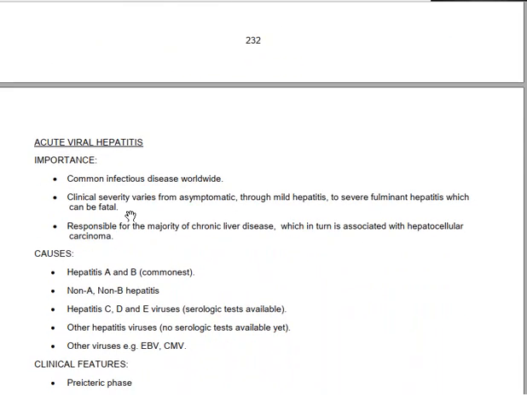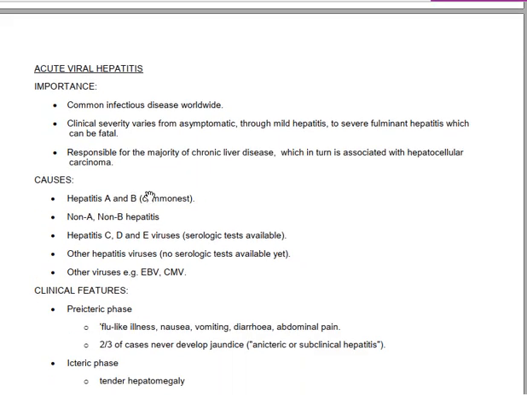Now let's speak of acute viral hepatitis. You need to know that there is importance here. This is a very common infectious disease worldwide. The causes of acute hepatitis are hepatitis A and hepatitis B. They are the commonest causes of acute hepatitis. You can also have non-A, non-B hepatitis.